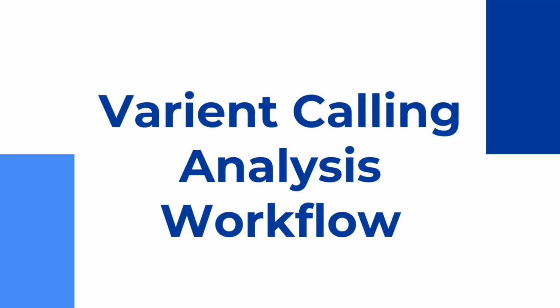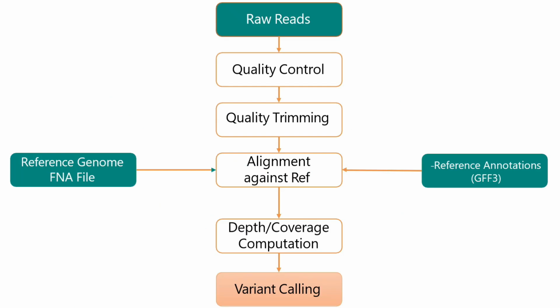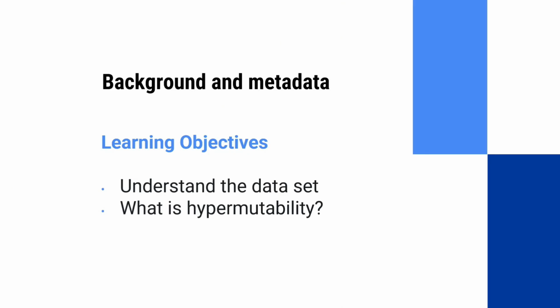So what will be the basic workflow that we need for the NGS calling analysis or variant calling analysis? We need raw reads, then quality control, then quality trimming of the data. After quality trimming, we need alignment with the reference genome. For alignment, we need a reference annotation and a reference genome which contains the FASTA sequences. Then we have to do the depth and coverage computation. After that, we are going to call variants. So that was the basic introduction of the workflow.